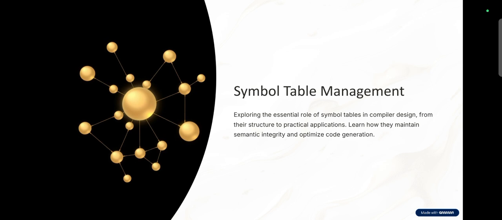A key component in compiler design. Whether you are a student or a developer learning about how compilers work, understanding the symbol table will help you grasp how programming languages enforce rules, optimize code and generate machine instructions. Let's dive in.